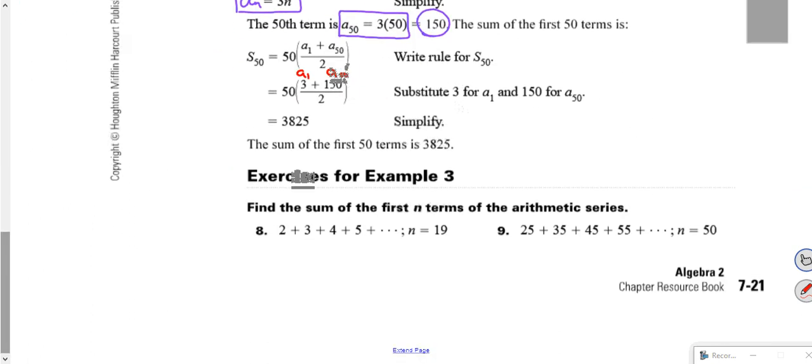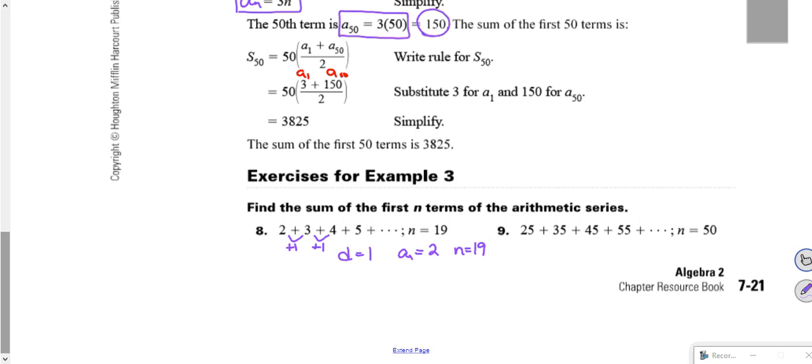Okay? So let's do these together. Last two here on the study guide. So find the sum of the first n terms of the arithmetic series. So first of all, let's find our d. Okay? This, we're just adding 1, you can tell. So d is going to be 1. And of course, my a sub 1 is a 2. Okay? And my n is a 19. I need all of those pieces of information. Okay?